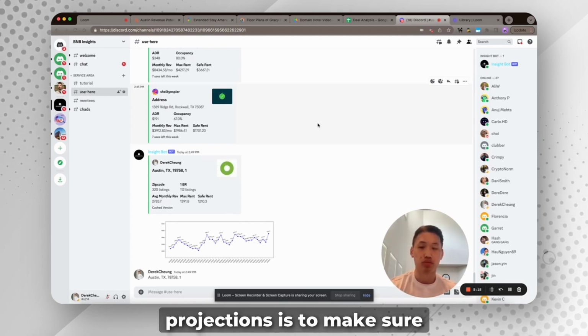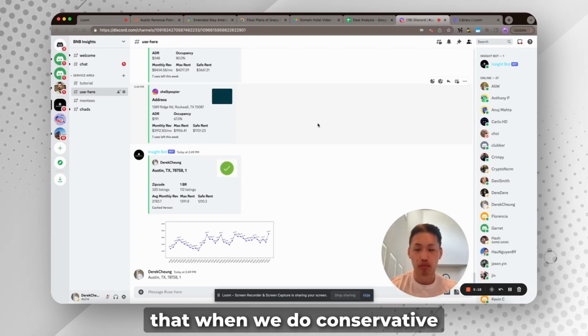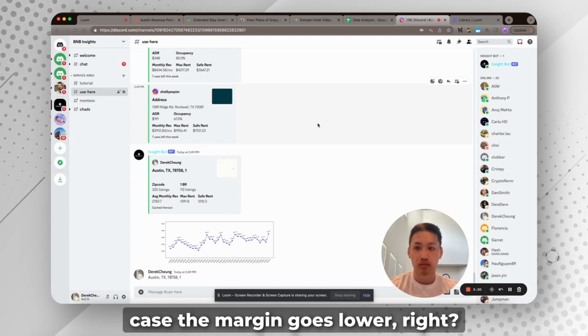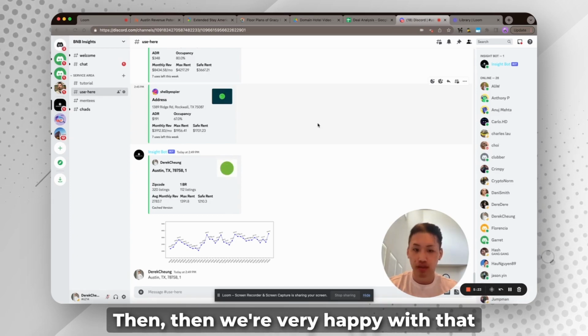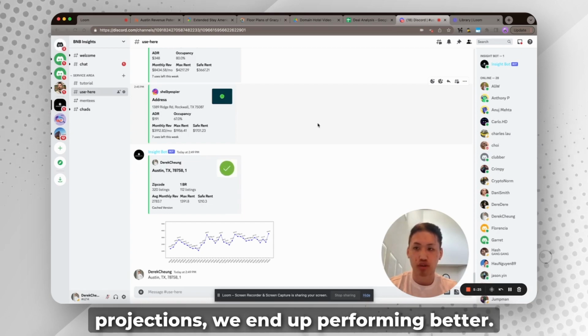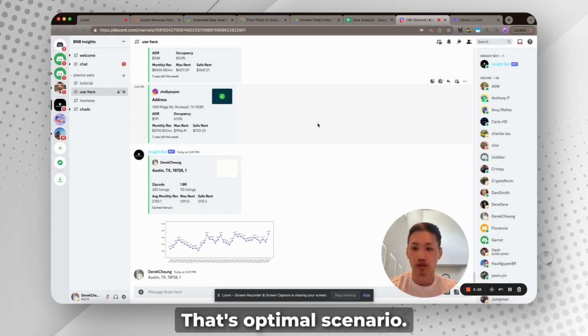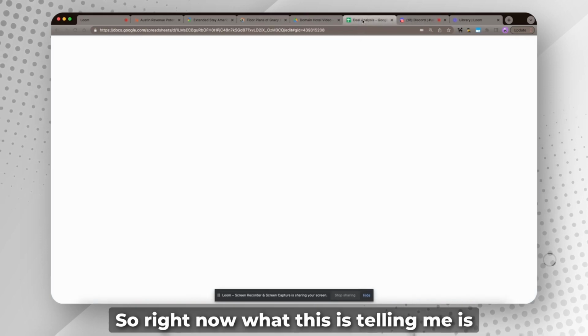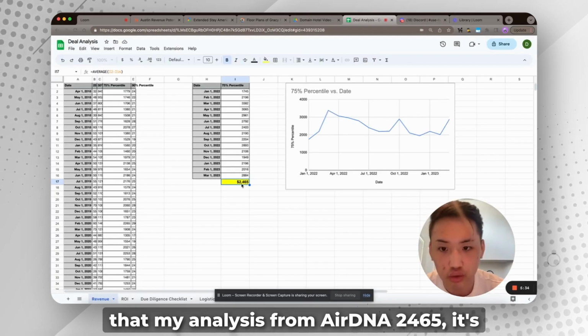But the reason why we do these projections is to make sure that when we do conservative projections, we have a margin of error in case the margin goes lower, right? If it goes higher, that's perfect. Then we're very happy with that because we did conservative projections. We end up performing better. That's the optimal scenario, right?